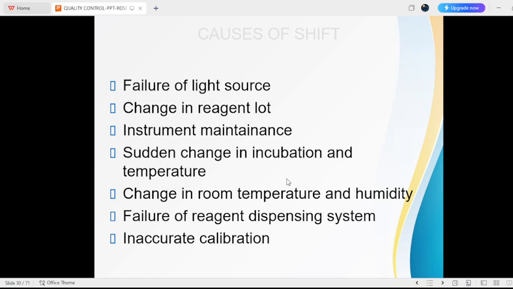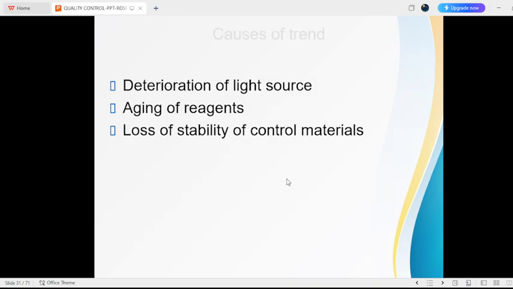Causes of shift: failure of light source, change in reagent load, instrument maintenance, sudden change in incubation and temperature, change in room temperature and humidity, failure of reagent dispensing system, and inaccurate calibration. Causes of trend: deterioration of light source, aging of reagents, and loss of stability of control materials.